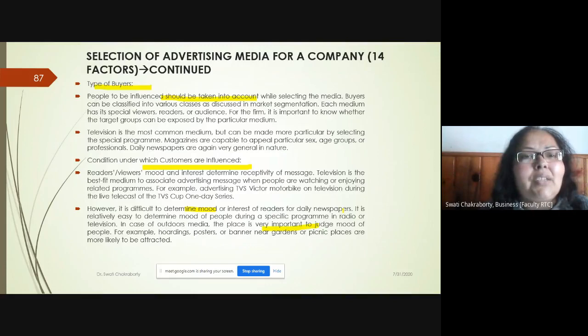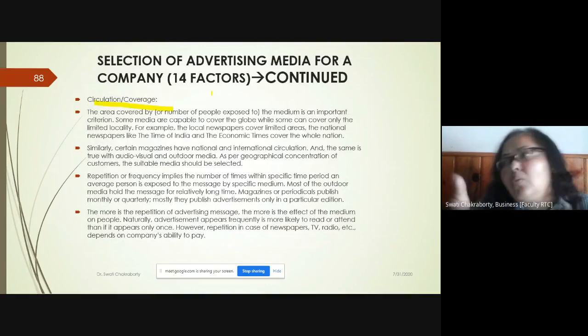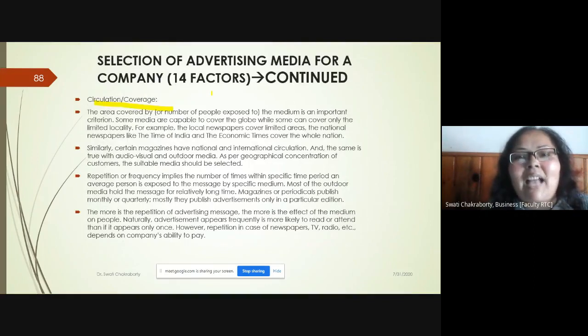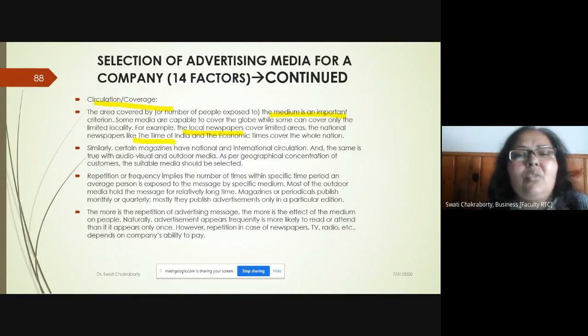Next comes up is circulation and coverage. The area covered or the number of people who are exposed to this ad, to the particular media that you choose, is also important. How many people have access to it? That's important. Some of the media are catering to the entire world, and some have limited locality, limited availability. Say local newspapers, limited area, national newspapers throughout the nation, right? It also talks about national and international magazines.